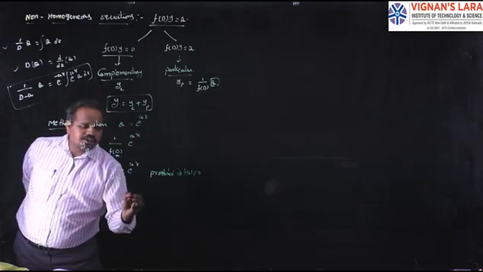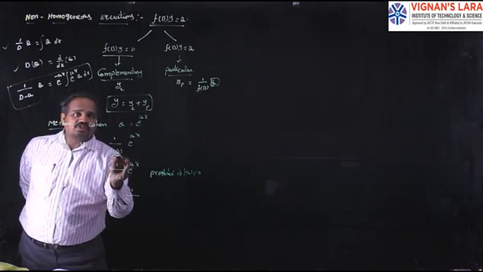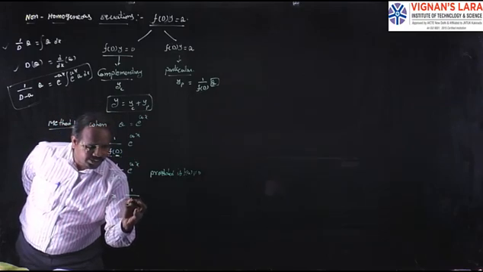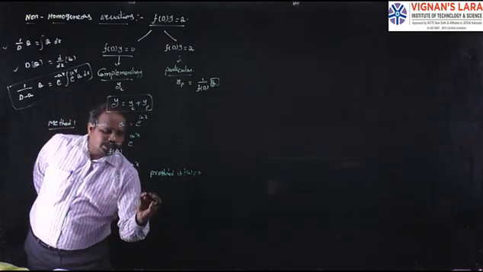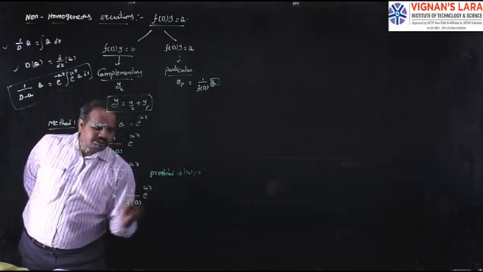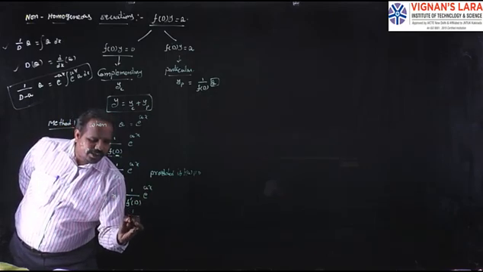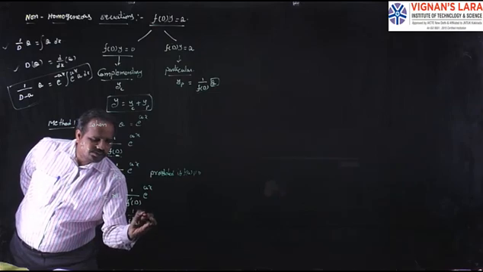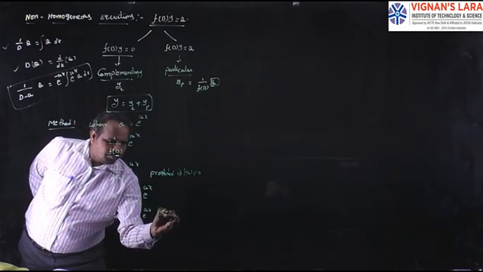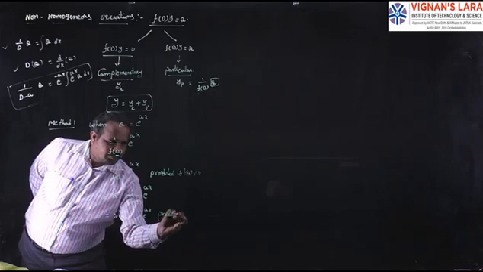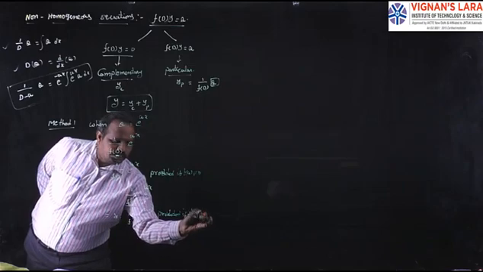Write x in front of that, and differentiate the denominator with respect to d: 1 by f dash of d into e power ax. Now substitute d as a again: x into 1 by f dash of a into e power ax. Here also you have to remember, provided f dash of a is not equal to 0.